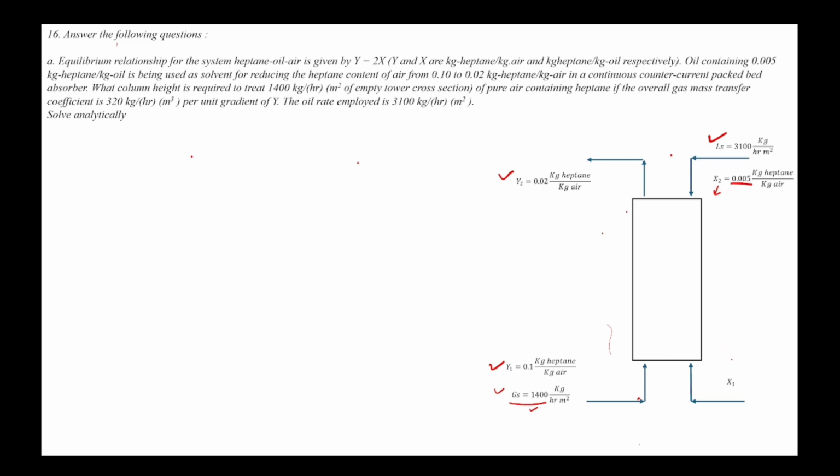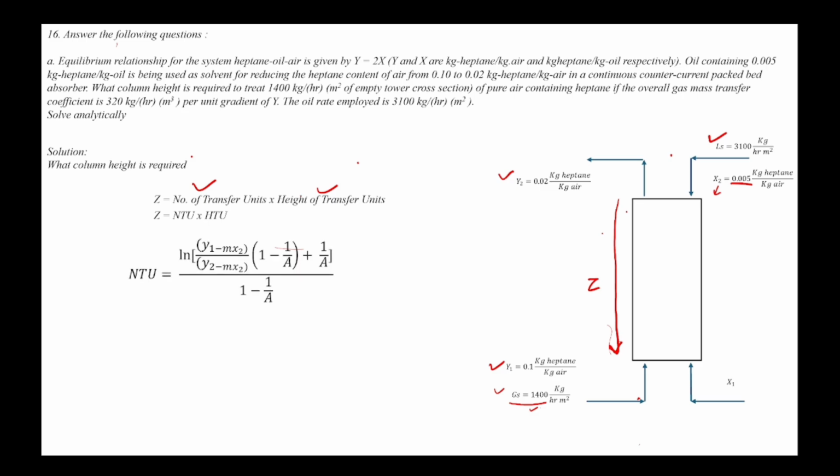Now we have to find the height of the column, that is Z. The required height of the column, Z, is equal to the number of transfer units into the height of a transfer unit, NTU into HTU. So we have a formula for NTU.